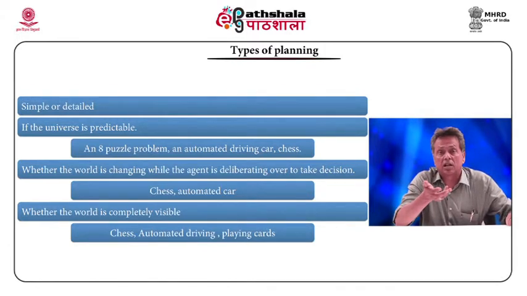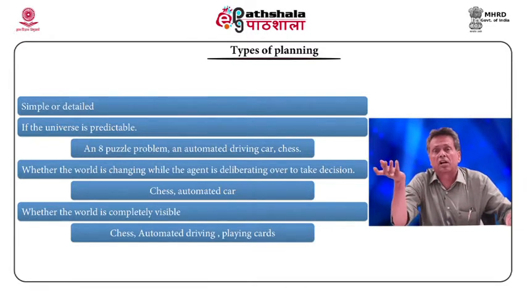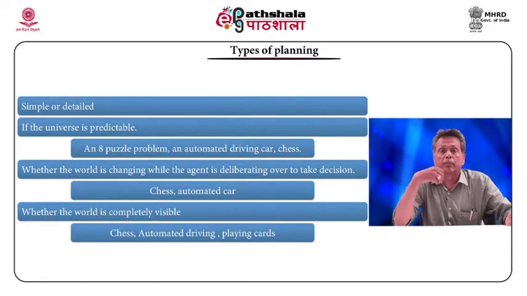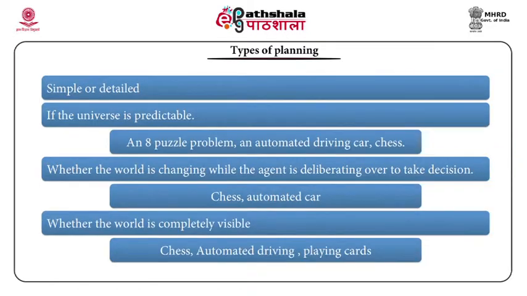In case of cards, no, the world is not visible. You don't really know the cards others have. You can just predict, just guess and work. So for each one of them, you require different types of planning. And let me tell you why we are talking about agent-based search.